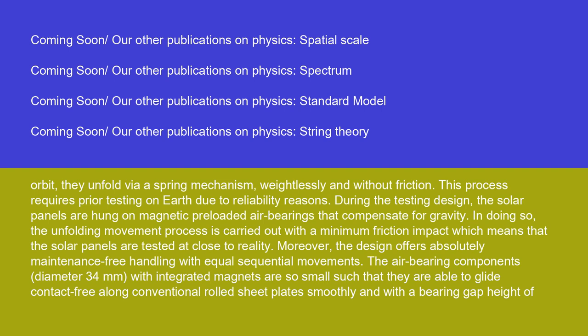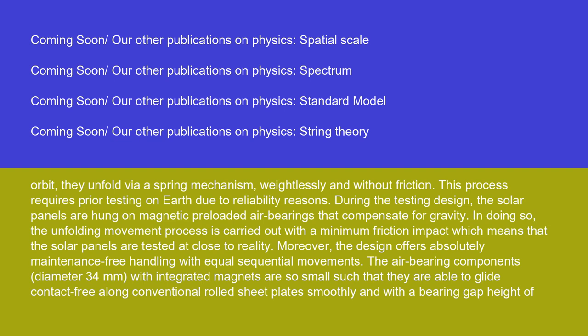During the testing design, the solar panels are hung on magnetic preloaded air bearings that compensate for gravity. In doing so, the unfolding movement process is carried out with a minimum friction impact, which means that the solar panels are tested close to reality. Moreover, the design offers absolutely maintenance-free handling with equal sequential movements.